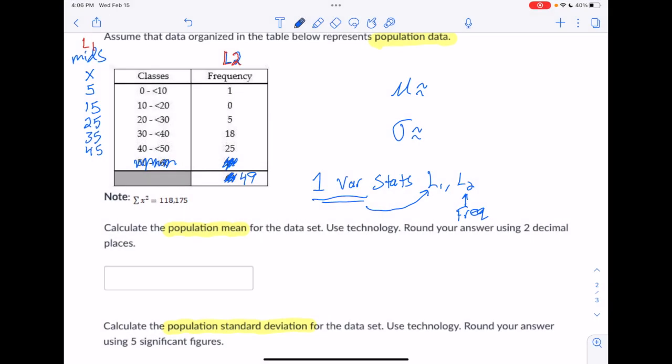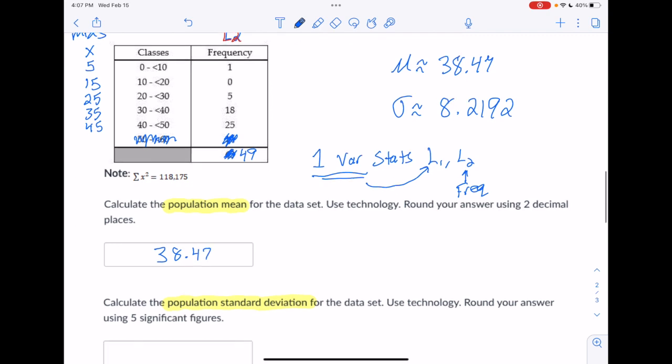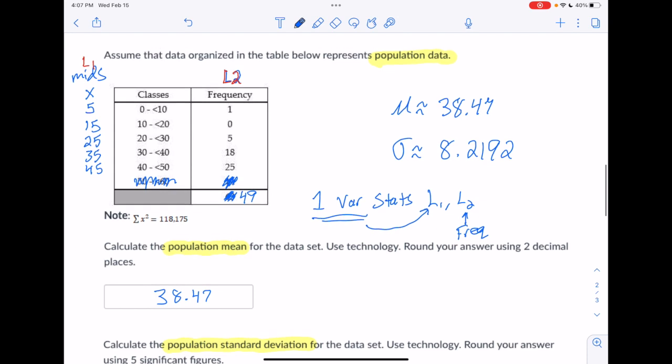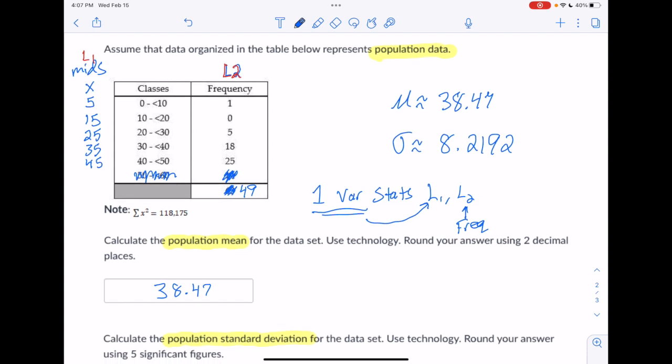So for mu with 2 decimal places, we decided on 38.47. And for sigma with 5 significant figures, we went with 8.2192. So calculate our population mean, 38.47. Calculate our population standard deviation with 5 significant figures, 8.2192.